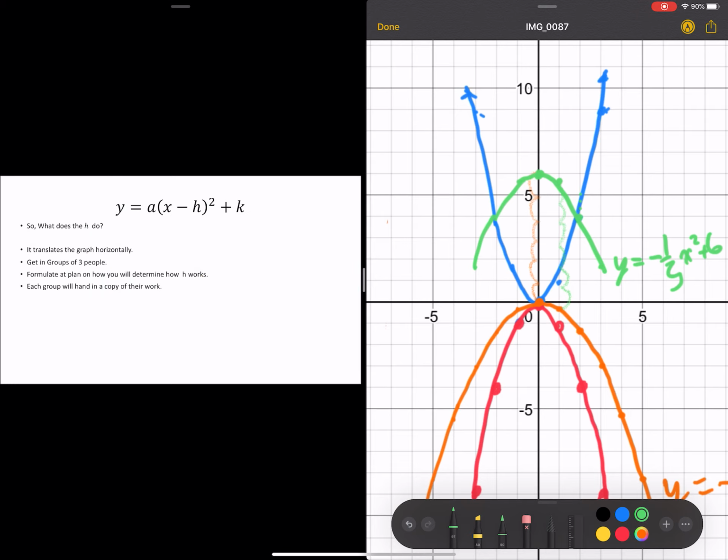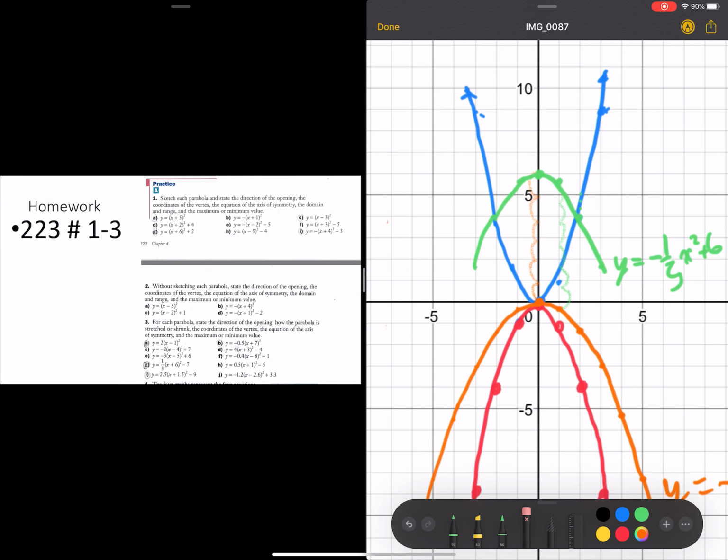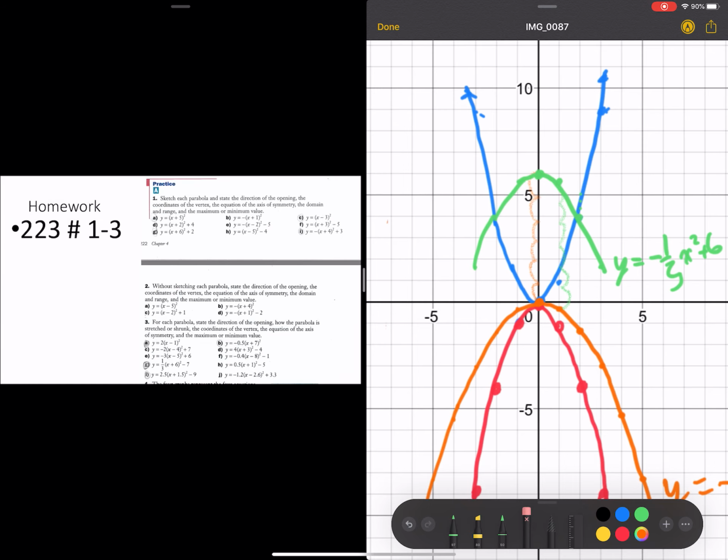Okay, here's a task for you guys that we're going to do in class. What does h do? What does this h do? We know this goes up or down. Whoops, that's the worst arrow I've ever drawn. This goes up or down. This thing compresses or stretches. But what about h? We said it moved left or right, but how? Okay, that's the homework. I'll leave it up to you guys to figure out what h does, and we'll discuss it in class. And we'll do the homework in class if you do not understand it.